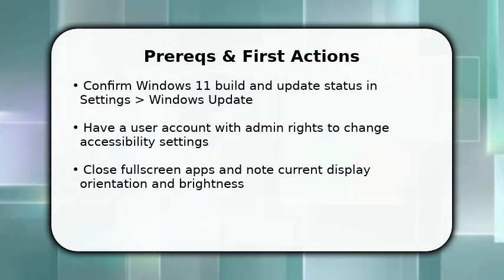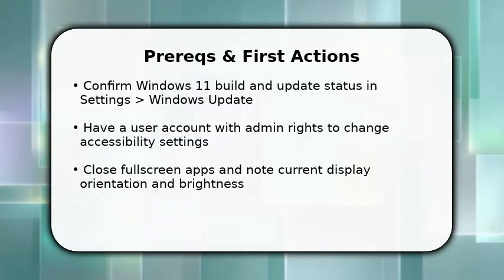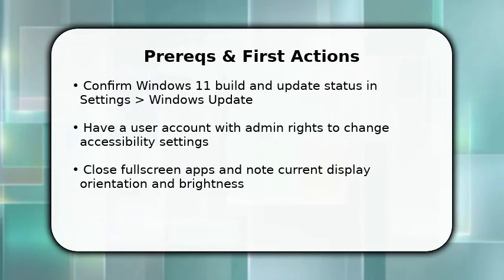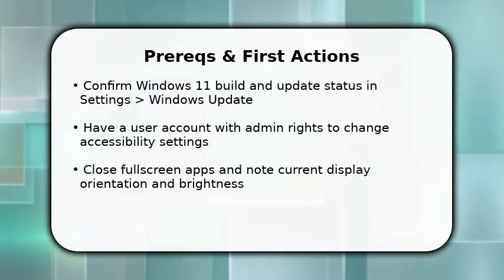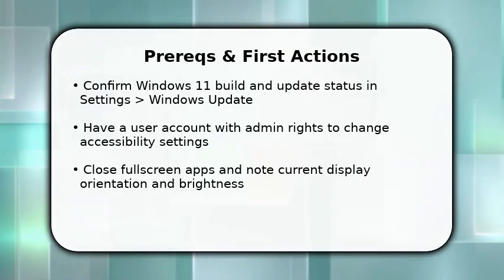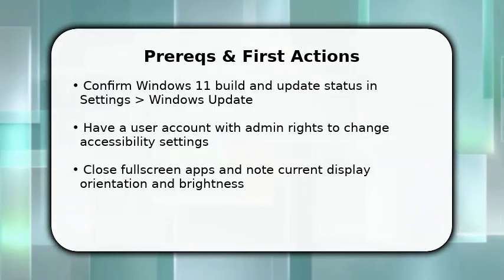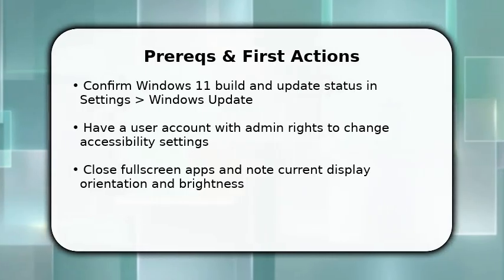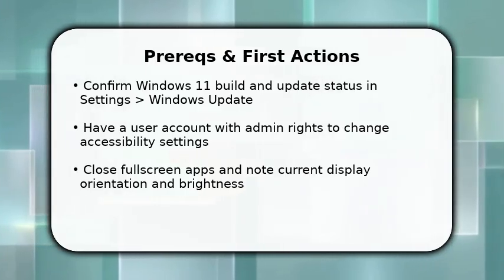You'll start by confirming essentials and then immediately act. Open settings and check Windows Update so system accessibility features behave predictably. Once done, sign in with an admin account. You need permission to change system-wide color options. Make sure full-screen apps are closed and note display orientation and brightness because inverted colors can mask these.